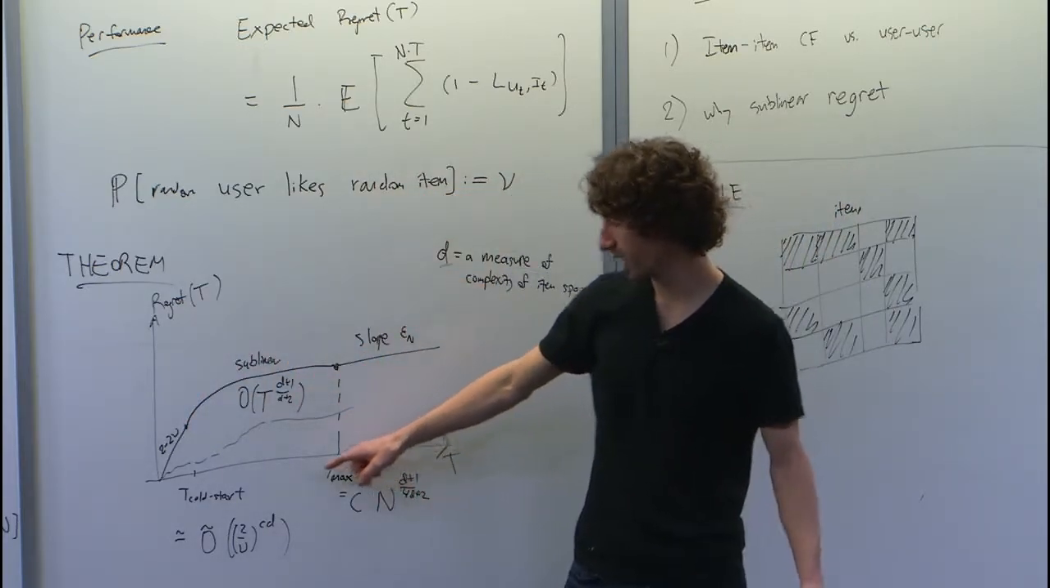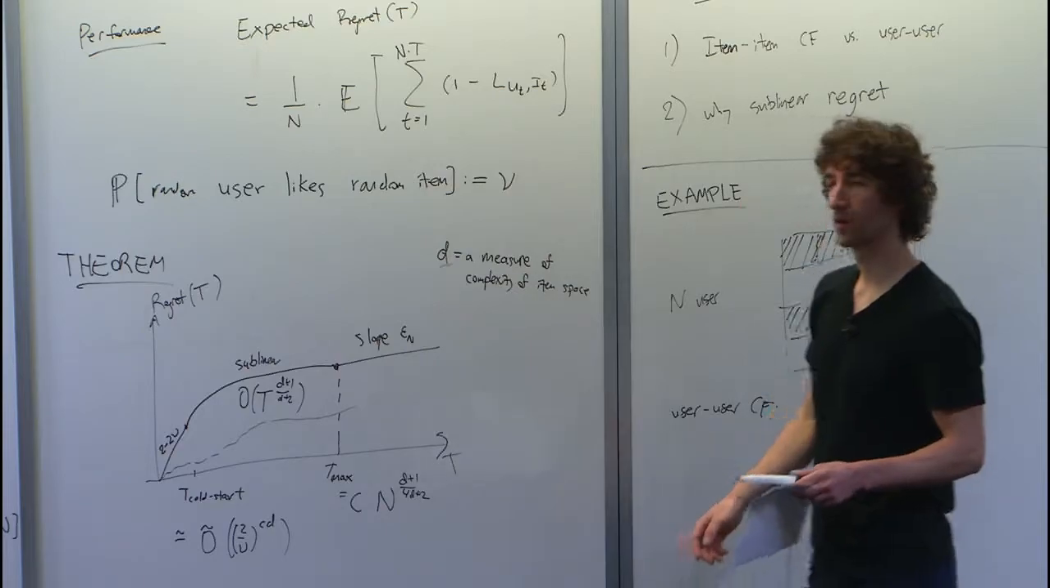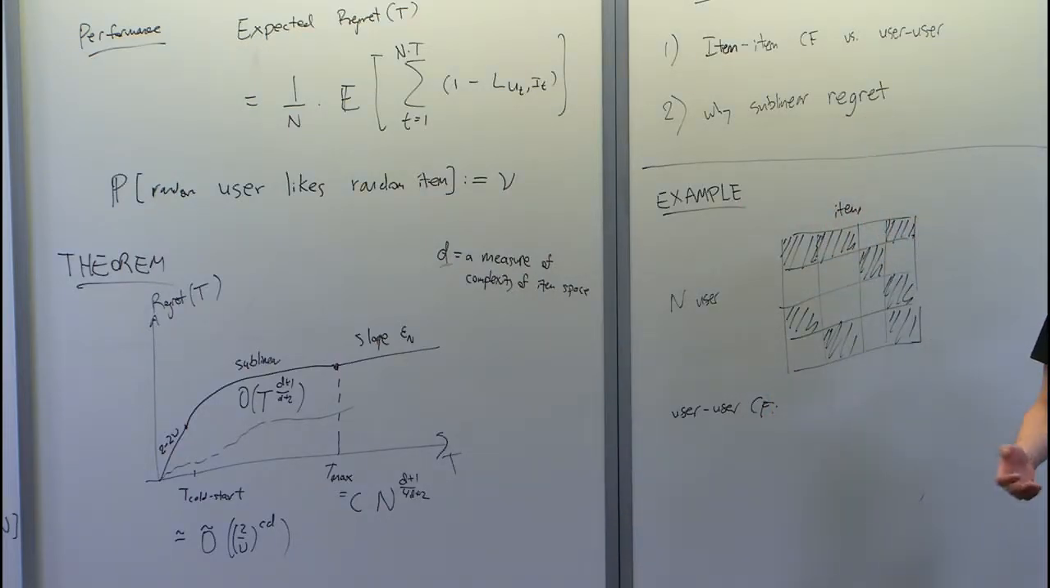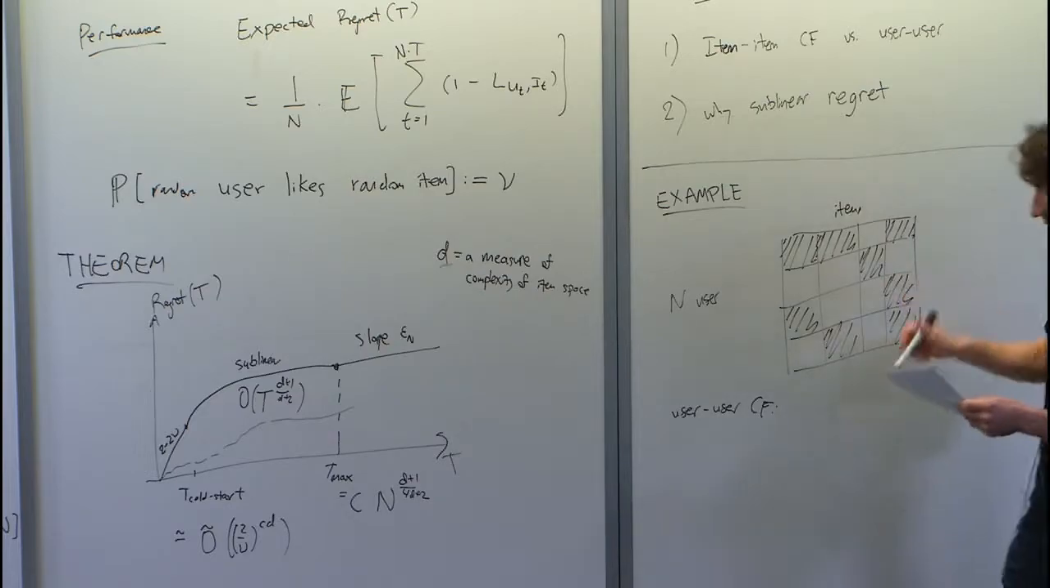So T max ends up being, there's no sublinear portion. If you have an IID matrix, again, there's no sublinear portion, right? It's just a 1. Oh, yeah. I see. Okay.